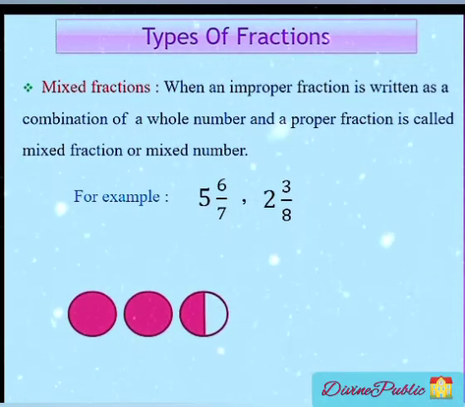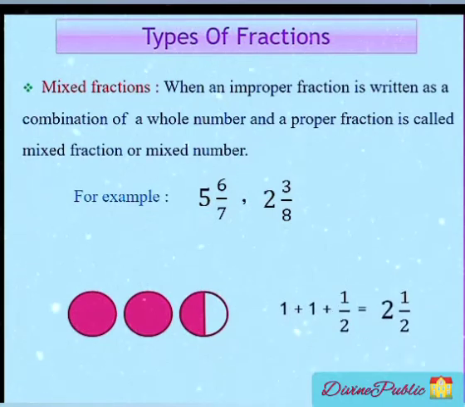Look at the three circles. The first and second circles are completely colored and half of the third circle is colored. When added together, we get 2 and a half. This 2 and a half represents a mixed number. Here, 2 is a natural number and half is the fraction.